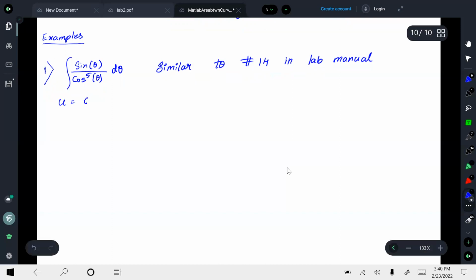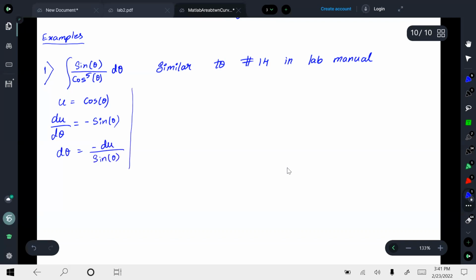So U equals cos of theta. Remember, you can also take it as sine of theta, then the derivative is cos. So you have to cancel the numerator and the denominator. You have to take such a type of function as U, so that it will simplify your integration. Now du by d theta will be negative sine of theta, right? Then what is d theta? d theta will be negative du by sine of theta, right?